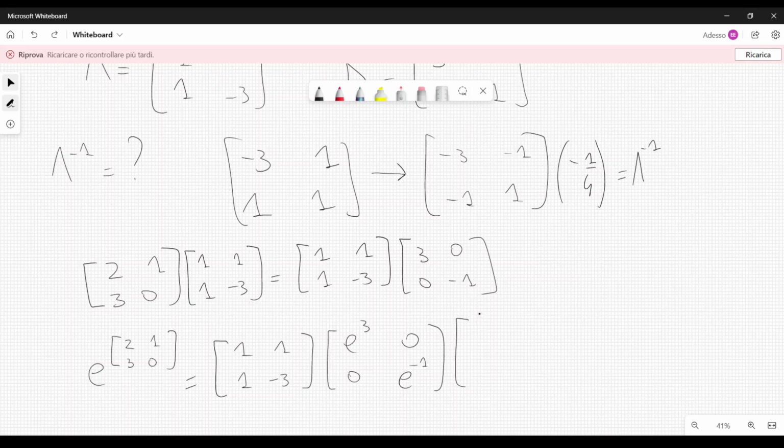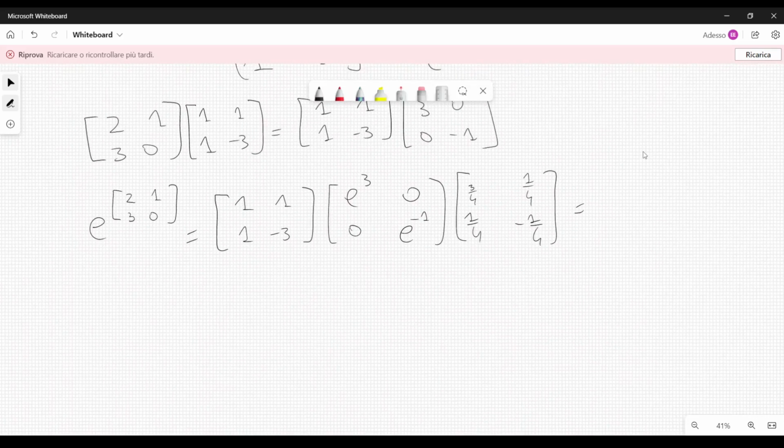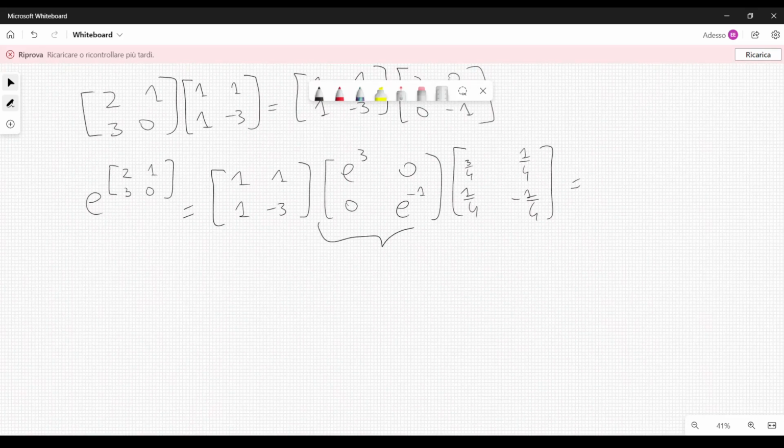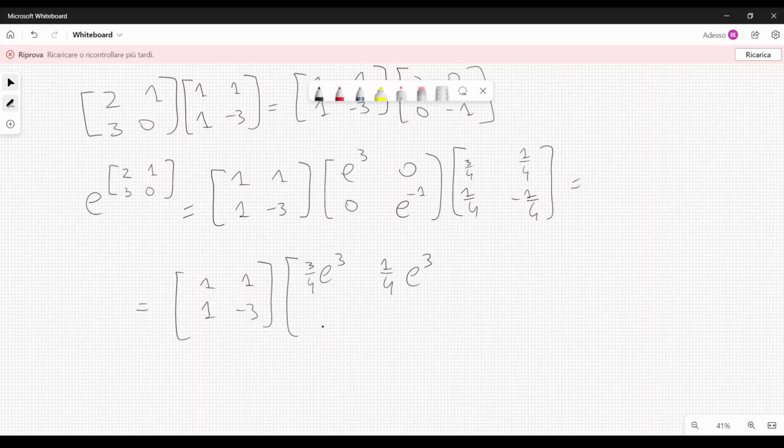So I can rewrite it as 3/4, 1/4, 1/4, -1/4. Now let's multiply these three matrices. First, I multiply these two, so I will have 1, 1, 1, -3, and here I will have 3/4 e to the 3, 1/4 e to the 3, 1/4 e to the -1, -1/4 e to the -1.